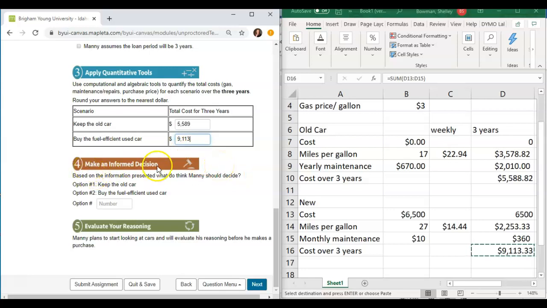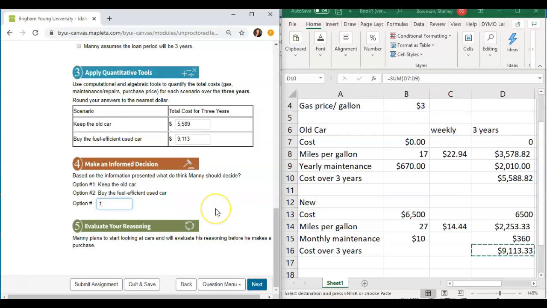Okay, make an informed decision. Based on the information present, what do you think Manny should decide? We could say option 1, keep the old car, or option 2, buy the fuel-efficient used car. With the numbers here, I'm going to say that Manny should go with the cheaper option, which is his old car. So I'm going to say option number 1.